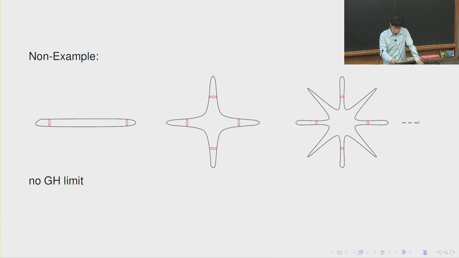This kind of thing is not always guaranteed. If you give a random family of metrics, you may not get a limit. Here you introduce these spikes, and you introduce more and more, and in the end you don't get any limit.